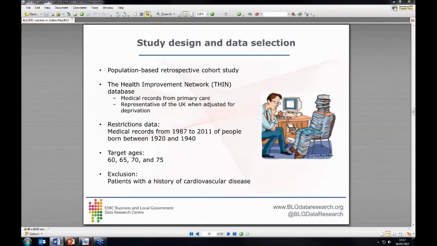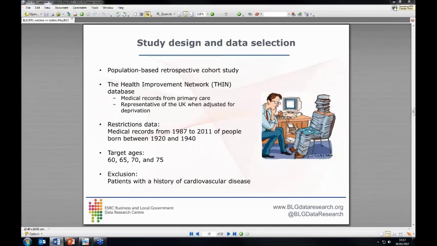So the research question was addressed by a retrospective cohort study design. For this study, data from the Health Improvement Network primary care database were used. The database currently holds 12 million patient records from roughly 600 general practitioners' practices. This corresponds to 6% of the UK population. The patients included in the database are representative of the UK population with regards to demographics, prevalence of medical conditions, and mortality rates when adjusted for deprivation.